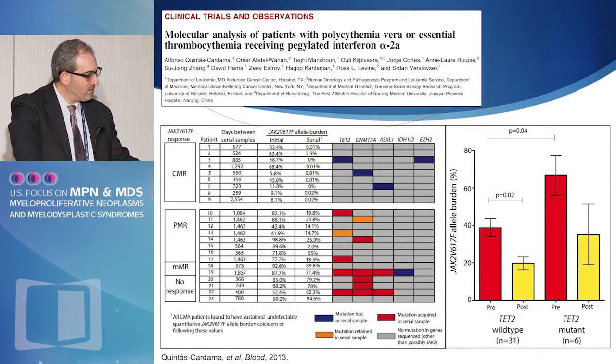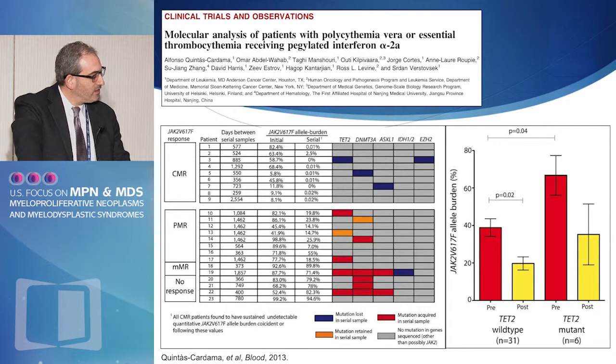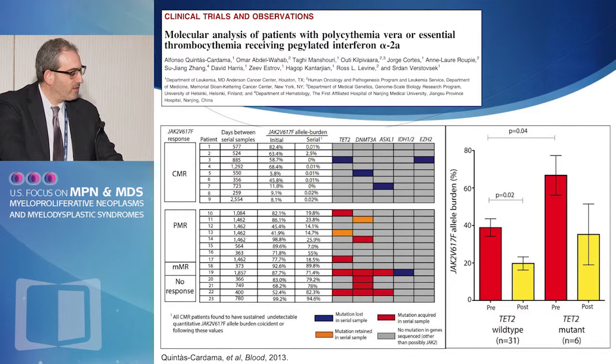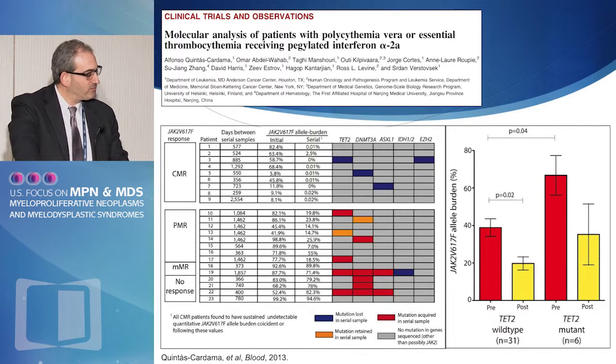And so you can see, although I don't have a pointer, those red boxes tend to segregate in patients that don't have a complete molecular response, but those that tend to have lower quality molecular responses, partial molecular or major molecular or no response at all. So having these non-JAK2 mutations appears to confer some form of resistance, at least to this particular form of therapy in the guise of pegylated interferon alpha-2A.